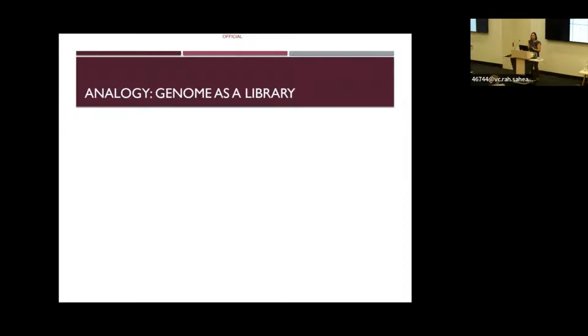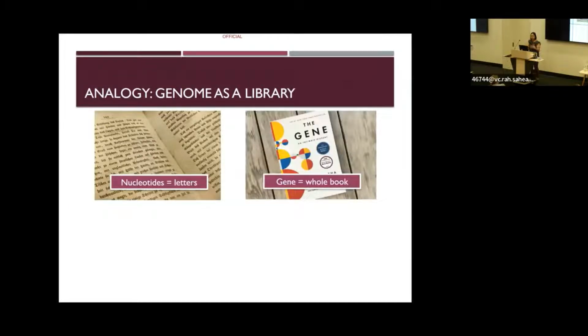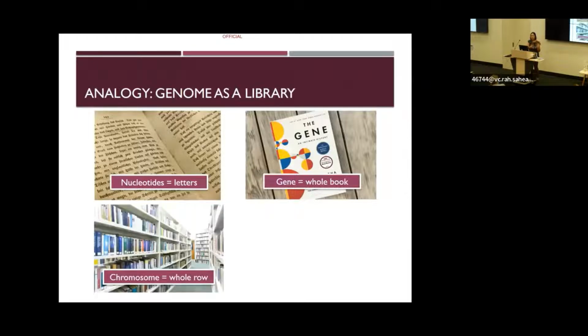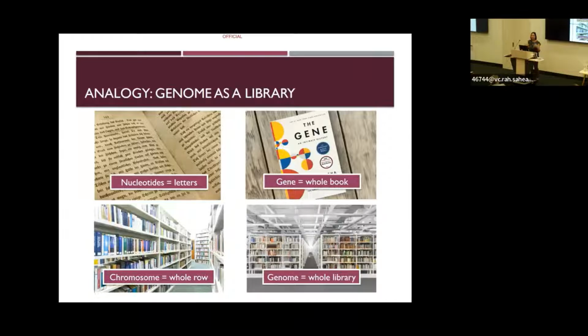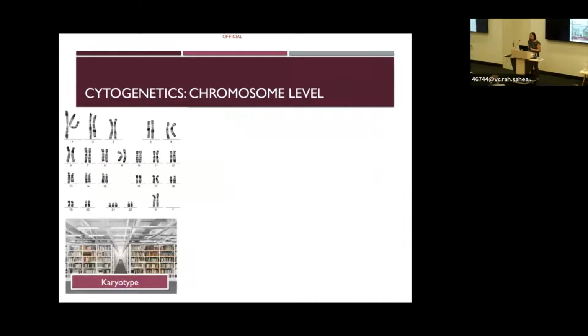So we'll just start off with this analogy I came up with, the genome as a library. If we think of all the nucleotides as the letters in a book, all of those letters strung together make up a gene, or a book. And all of those books or genes are shelved on bookshelves. You can think of a whole row or bookshelf as a chromosome. All those chromosomes or bookshelves together make up a library, so your genome. And just like a library, we have a catalog. So we know how many genes there are supposed to be, where they're supposed to be shelved, and where they're supposed to be located.